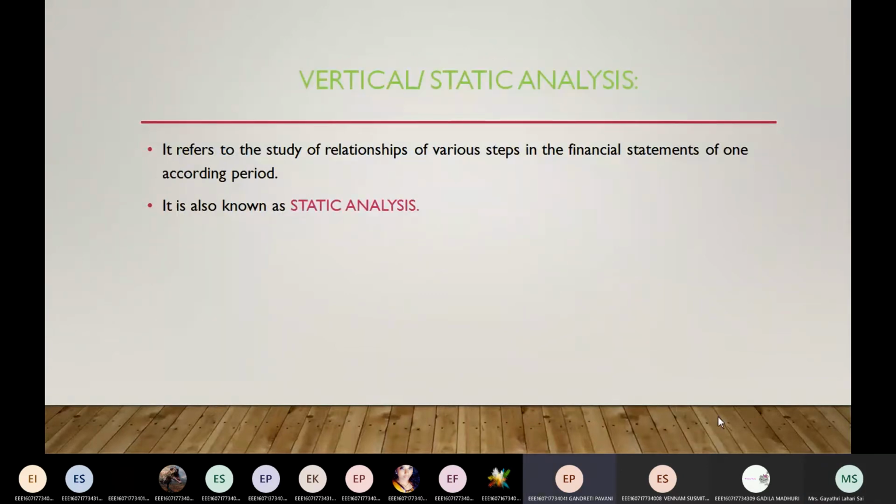Vertical or static analysis. It refers to the study of relationships of various items in the financial statements of one accounting period. It is known as static analysis as it is referred to only a limited period, like 1 year or 1 month. It can be anything for a limited period. That's why it's called static analysis.